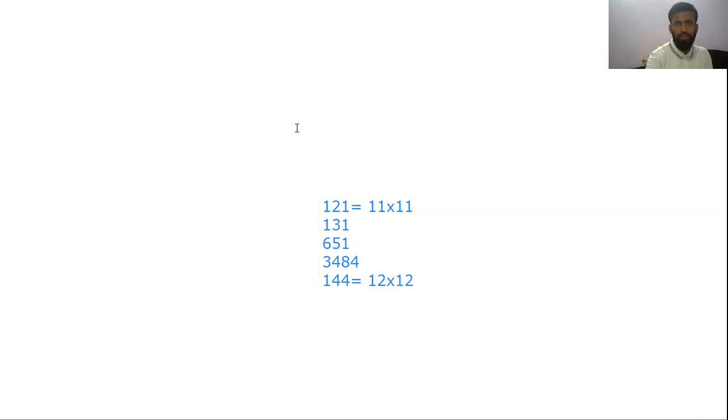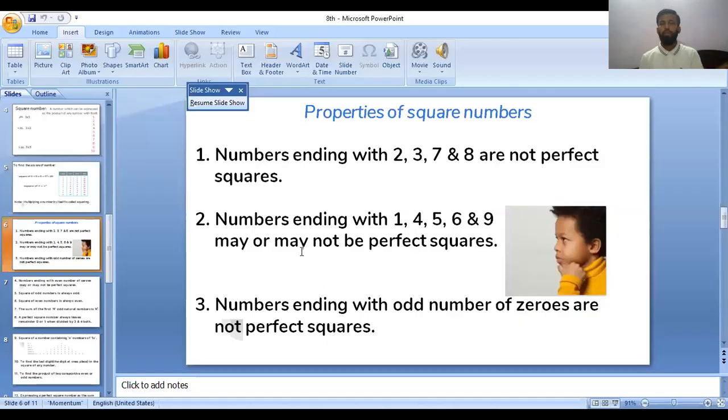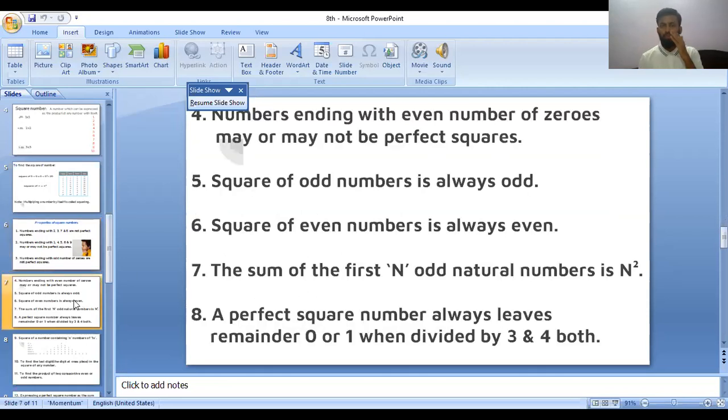Next property says, and this is about 0, because if you look at property number 1 and 2, they are about digits from 1 to 9. So what is left? 0. So for 0, you can say numbers ending with an odd number of zeros are again 100% not perfect squares, right? Numbers ending with an odd number of zeros are not perfect squares. But numbers ending with what? An even number of zeros.